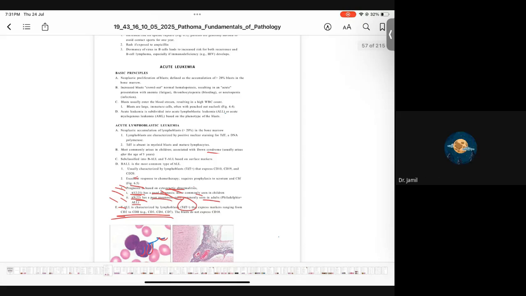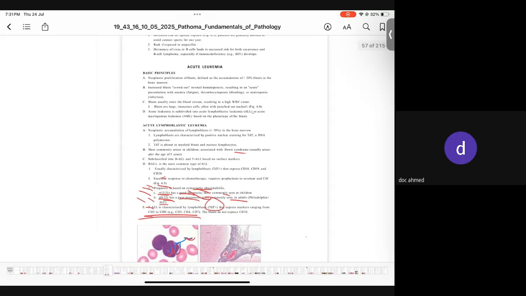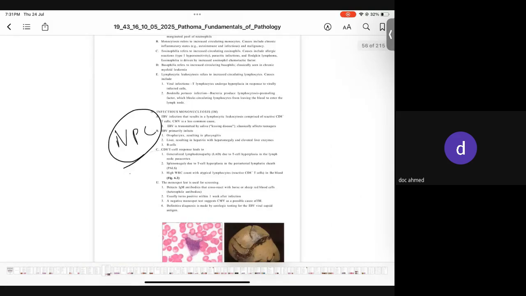Cancer of white cells. White blood cell cancers. Okay. You can say it's a cancer of white blood cells. Yes, you can say that.